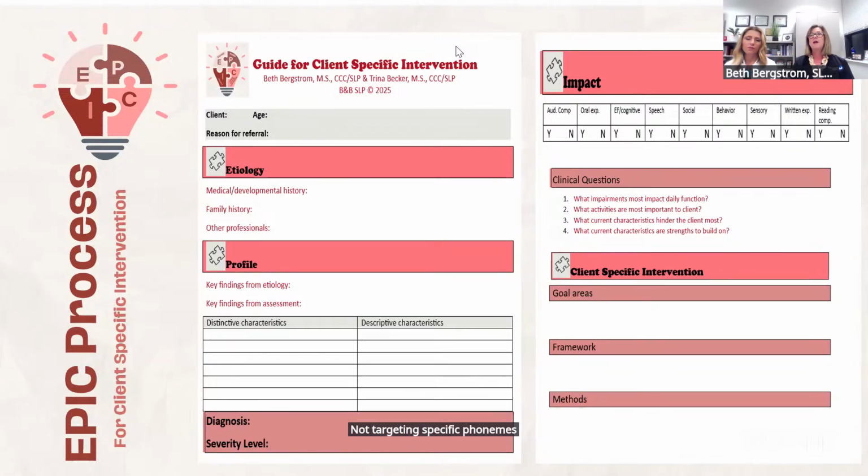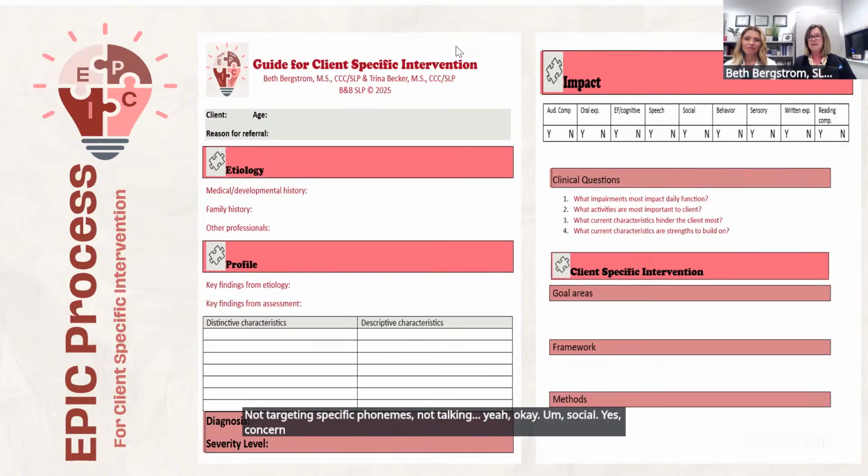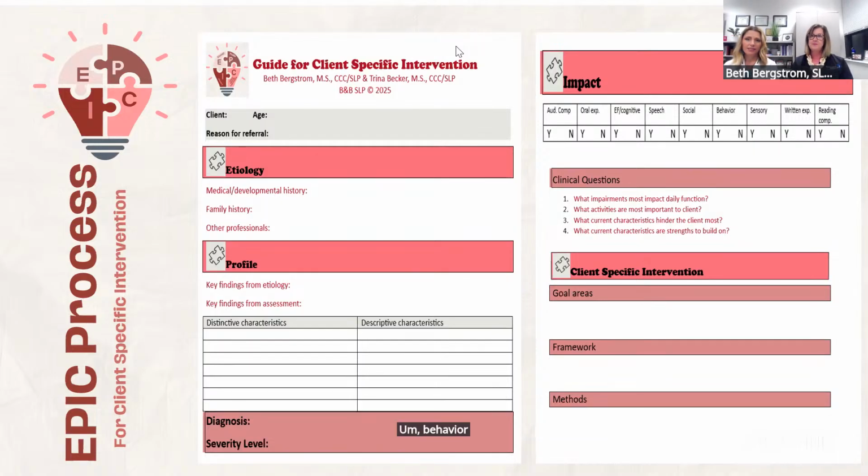Social. Yes. Concern. Impact. Okay. And something that you're addressing. Yes. Behavior. Yes. Sensory. Yes. Written expression. Not at this time. Okay. And reading comprehension. Not at this time.